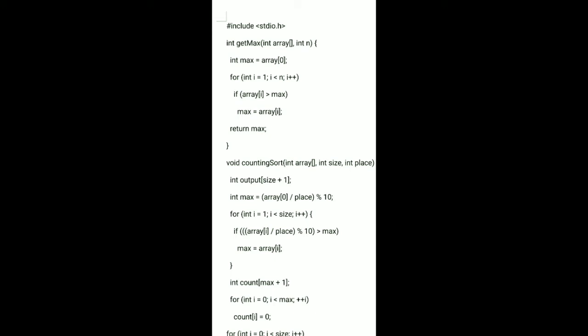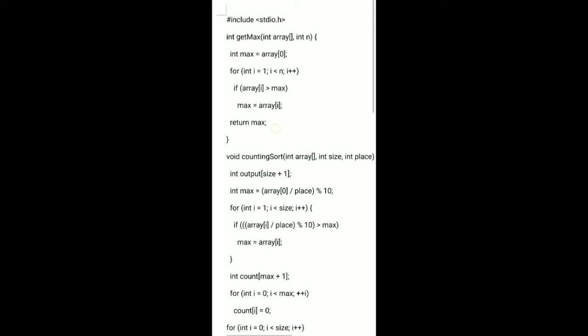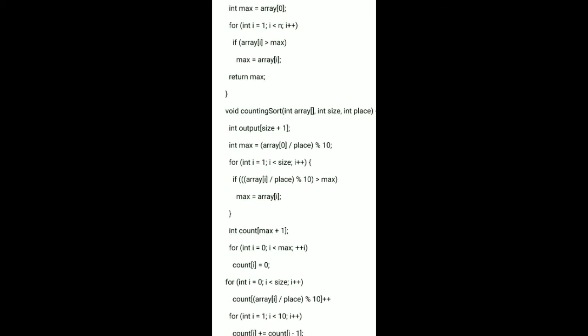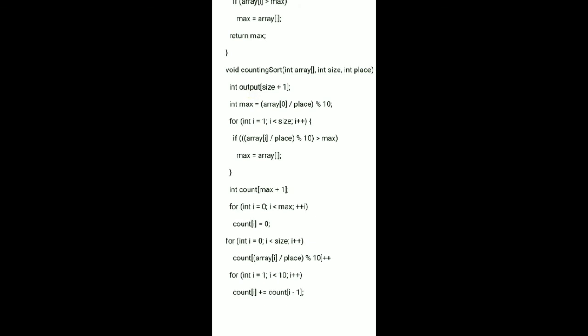So the function getMax passes the array, an integer n, and the number of digits, and it will return the maximum number in this array. We will consider a variable, int max, to store that maximum number. For that we will require a for loop, int i = 1, i < n, i++, and based upon the numbers in this array, one will be compared with the other to find the maximum. So return max will give the maximum number in the array.